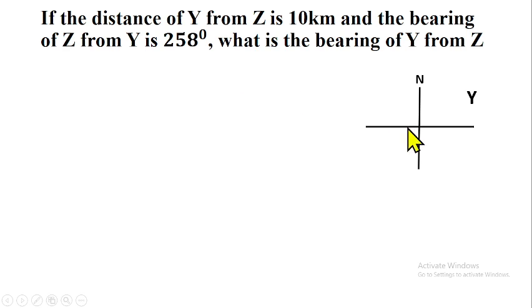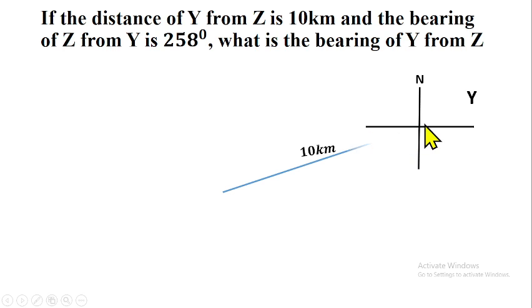So where will it fall? Where with this angle, where will it fall? Will it fall here? No. Will it fall here? Yes. Because between north and this west, the total angle from here to here is 270. So that means 258 will fall between 180 and 270.